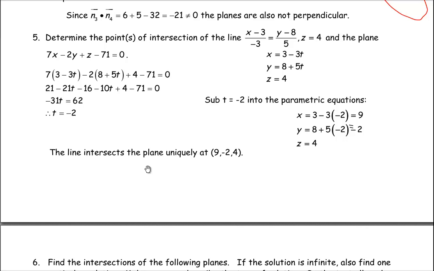I use the word uniquely here. Unique means there's only one. So there's only one place where that line intersects the plane. And just to give you a visual of what it would look like, if this is the plane, then here's the line here. It's coming down and it crosses in one point, and I guess you could see it go out the other side. So this is the 1 point right here. That point would be the 9, negative 2, 4 point.